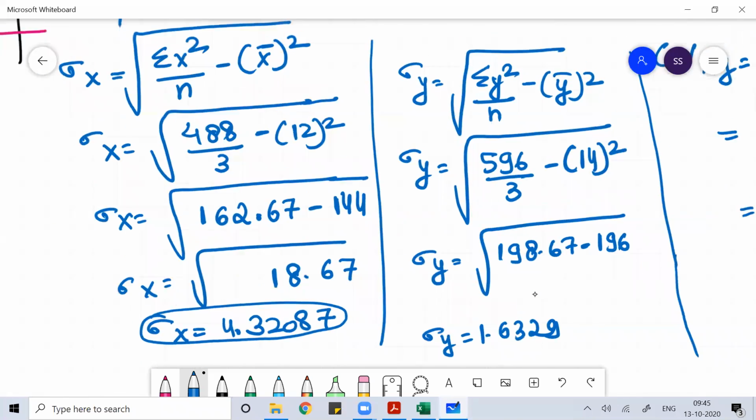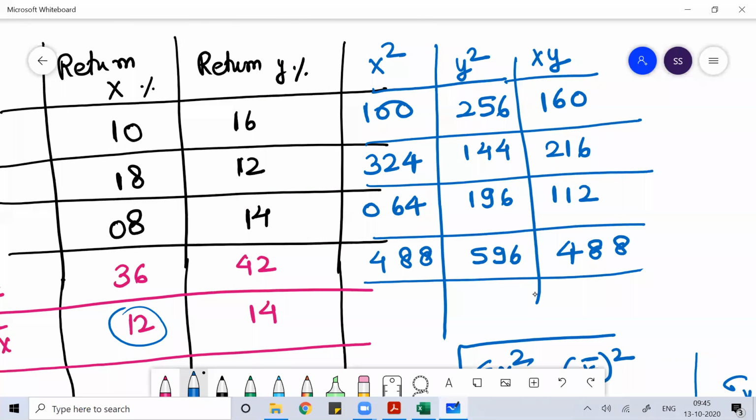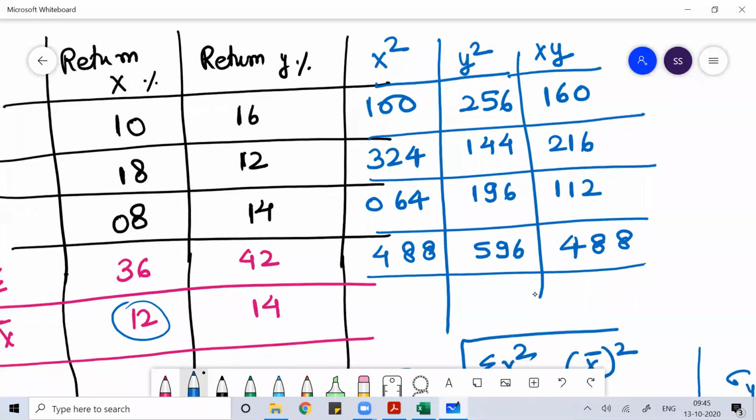Okay. So just see this. Anyone have any doubt? Tell me. Any step? Anyone have any doubt? Any step you have doubt? Tell me.